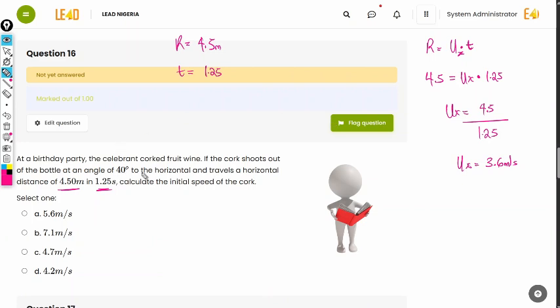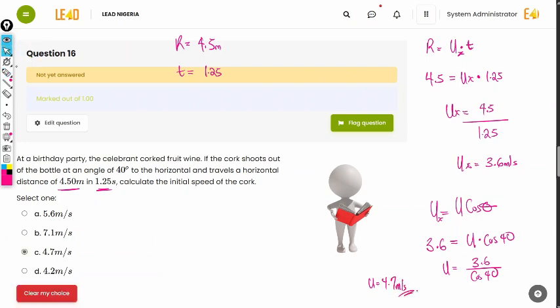But we are being asked for the initial velocity, just u. And we know that ux is equal to u cos theta, where theta is the angle with the horizontal. So ux is 3.6, so 3.6 is equal to the value we are looking for times cos 40. So your initial velocity will be 3.6 over cos 40. So I'm getting about 4.7. So u is equal to 4.7 meters per second.